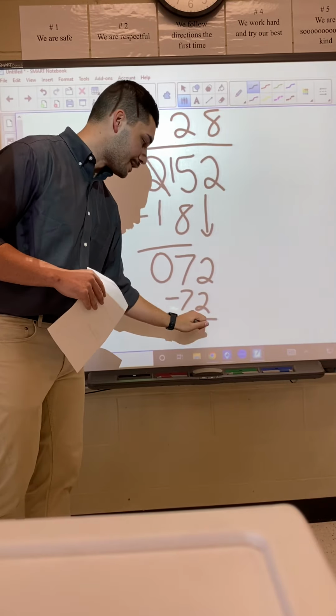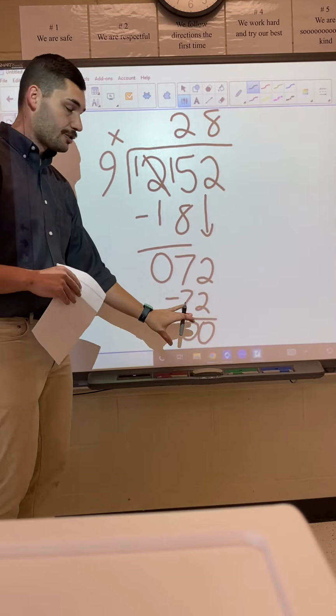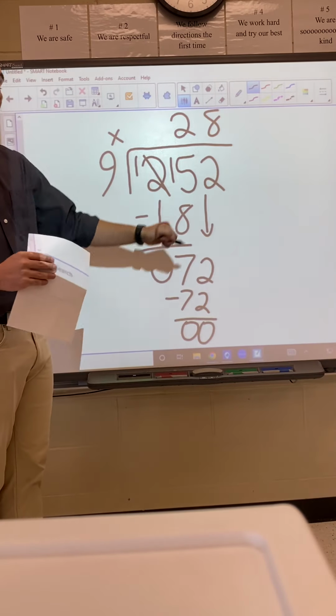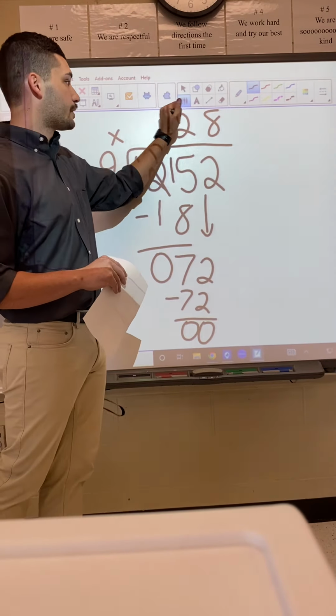And 2 minus 2, that would get us 0. 7 minus 7, that would get us 0. So we're thinking, can 9 fit inside of 0? And no, it can't. And is there anything left to bring down? I agree there's not. So that gets us our answer at 28.